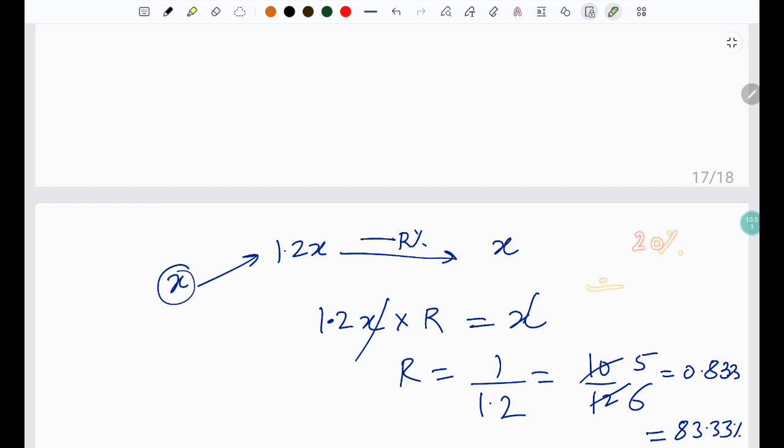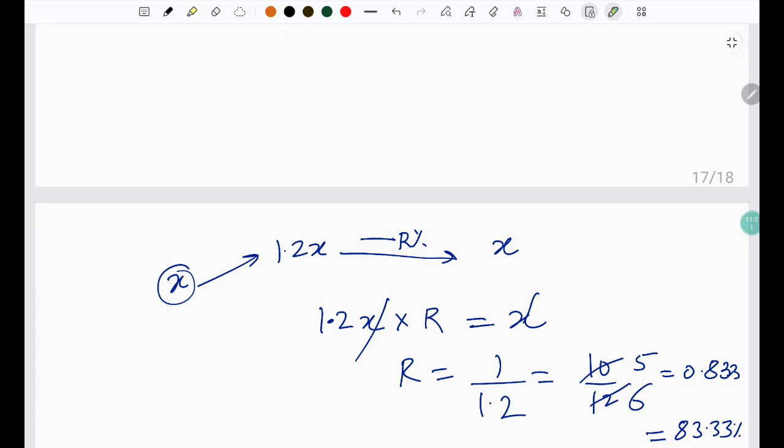We know that if you reduce any number by, say, x percent, let us say 20%, you can multiply that number by simply 100 minus 20%. That is, if a number is reduced by 20%, I can write it as 100 minus 20%, which is 80%, and I can multiply the original number by 0.8. Similarly, if a number is reduced by 30%, I'll simply multiply that number by 0.70 or 70%.